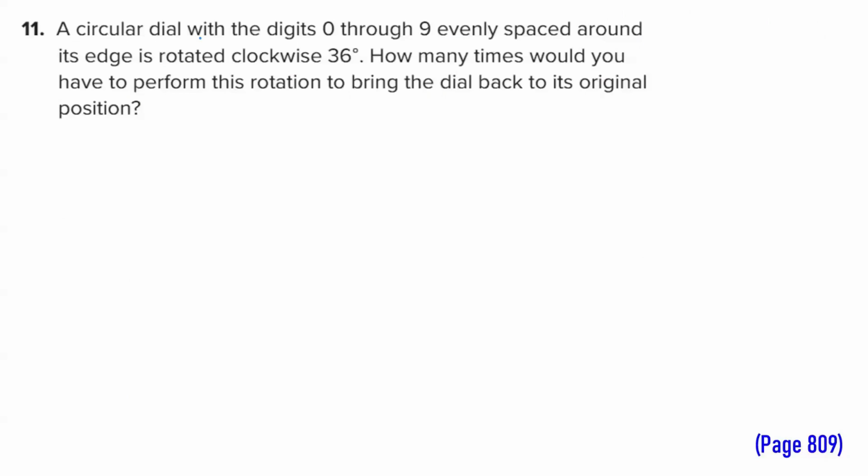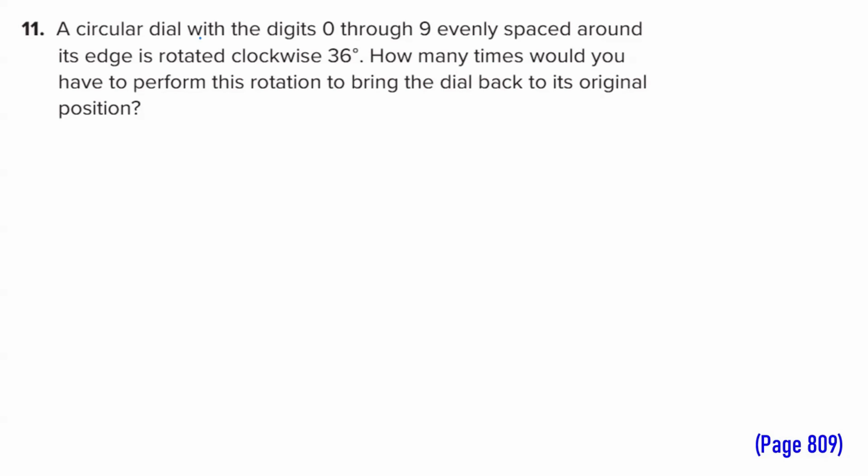Question 11. A circular dial with the digits 0 through 9 evenly spaced around its edge is rotated clockwise 36 degrees. How many times would you have to perform this rotation to bring the dial back to its original position?